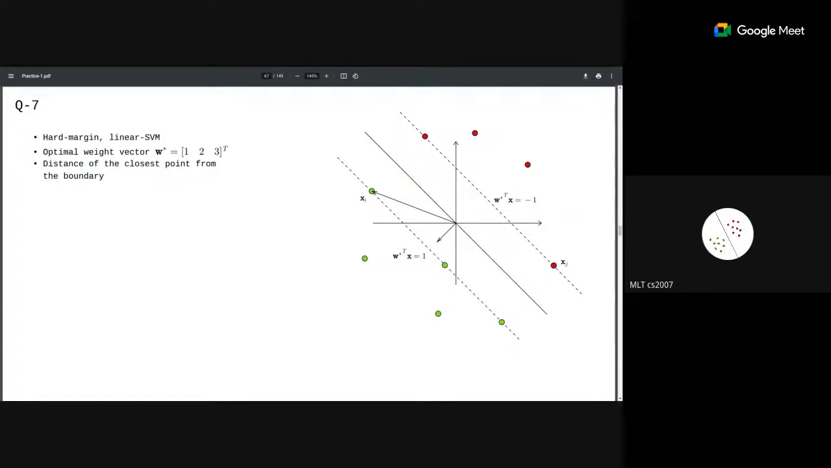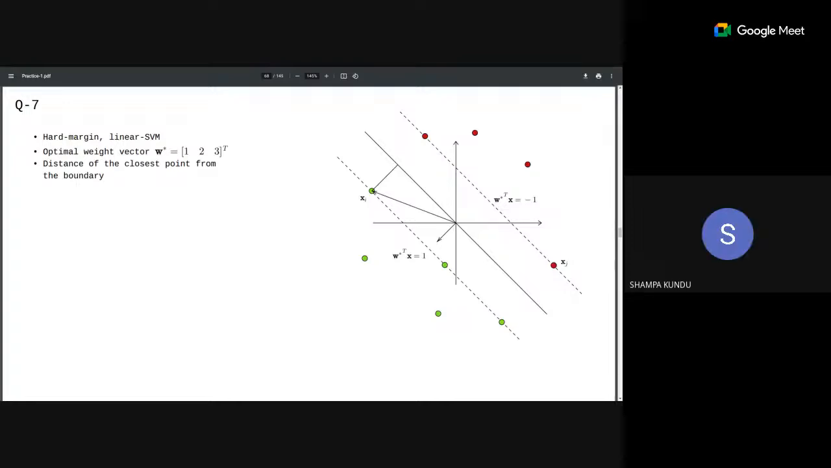Is it the length of this vector? No, sir, perpendicular distance. It should be the perpendicular distance, right? Yeah, and that is going to be 1 by norm W. So what is this perpendicular distance? 5 plus 9, so 1 by root 14.